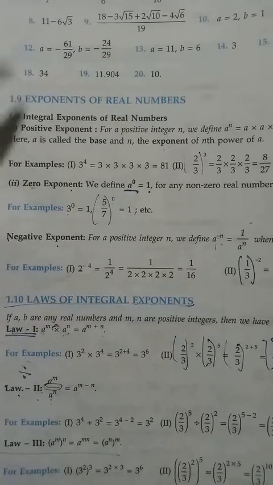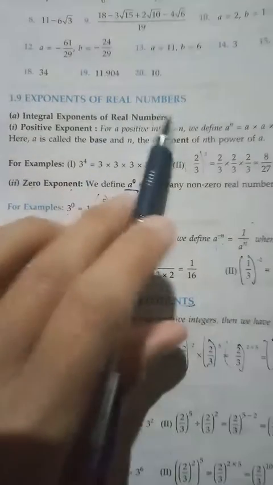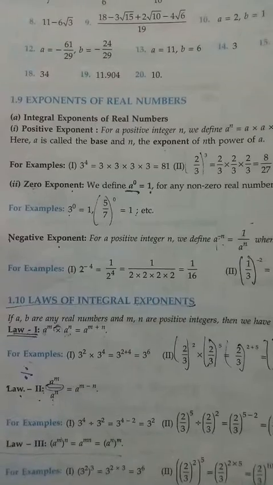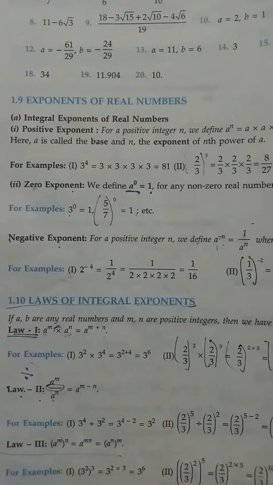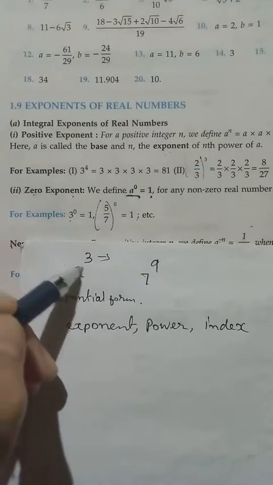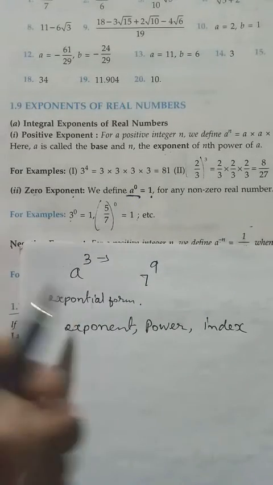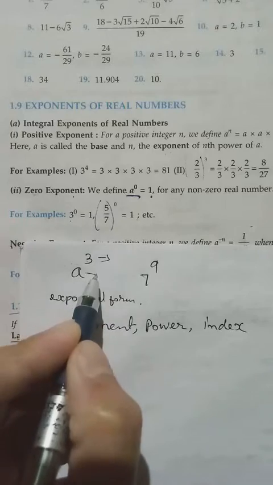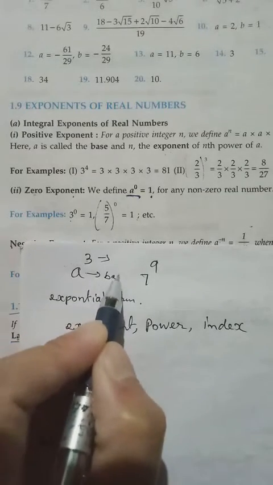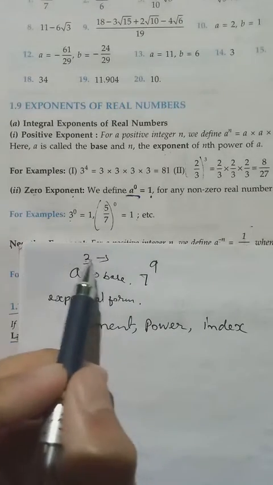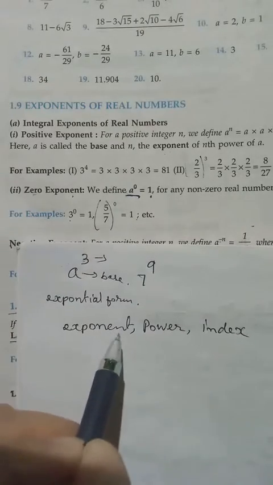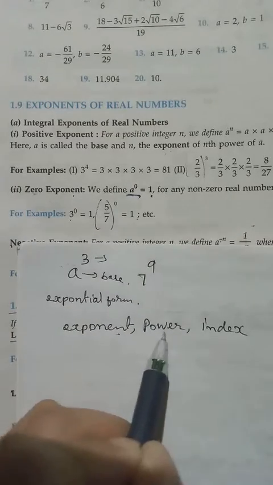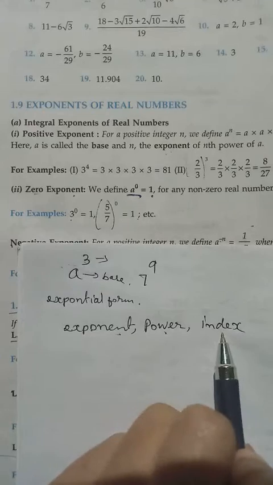Chapter 1, we continue with exponents of real numbers. What is the meaning of exponent? If we have something like this, you see, we have something down, something up. This one which we write down, we used to call it base. And then the one which we write up, we may call it exponent. We may call it power. We may call it index.